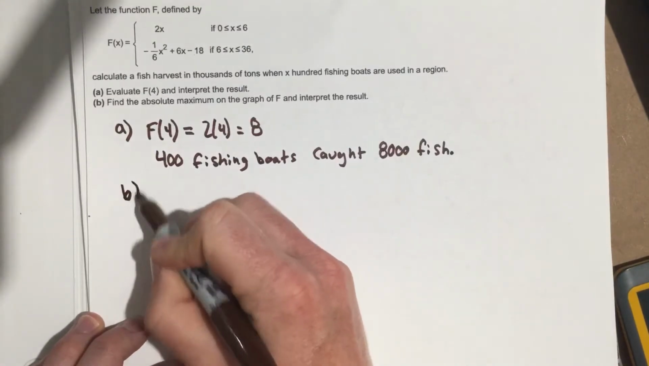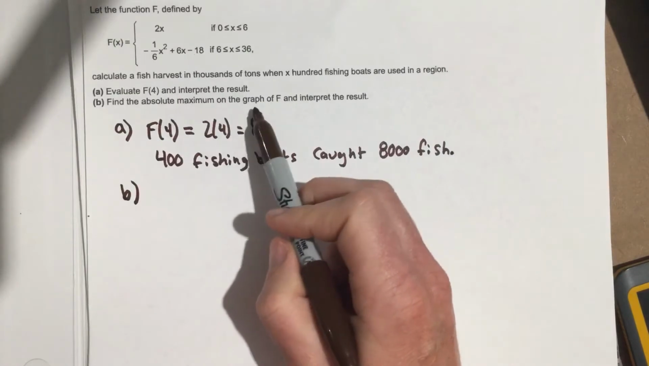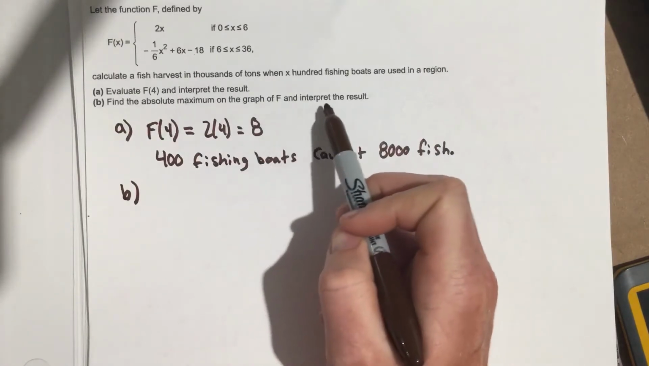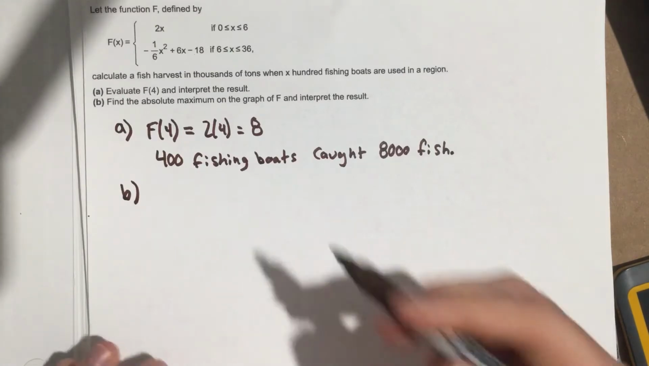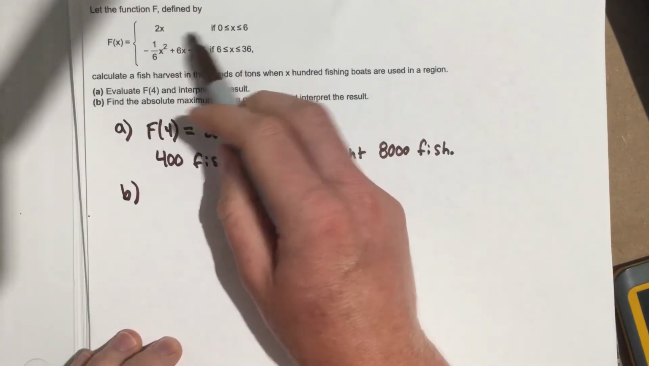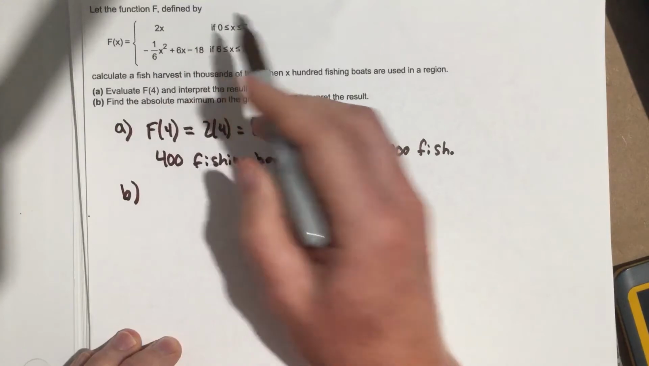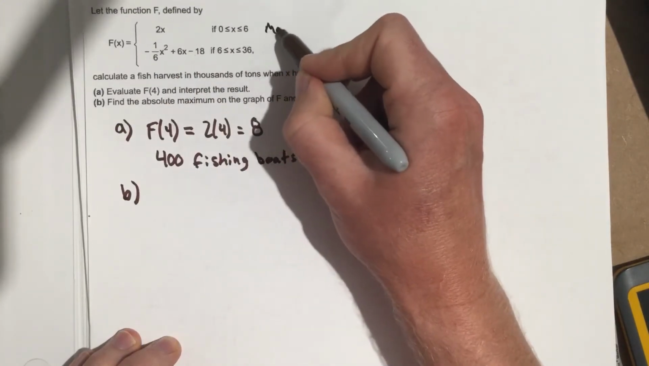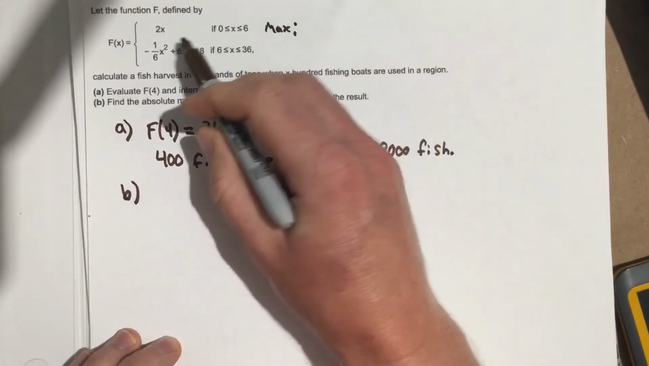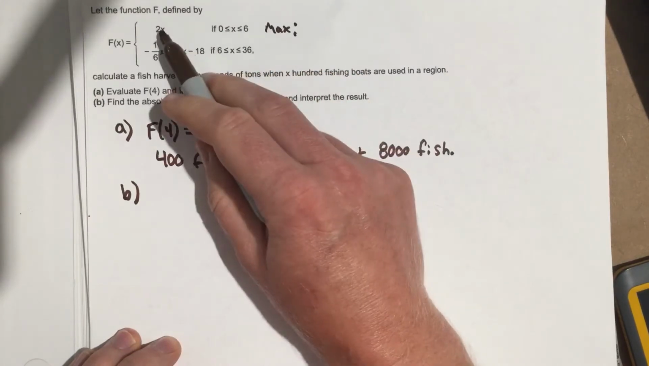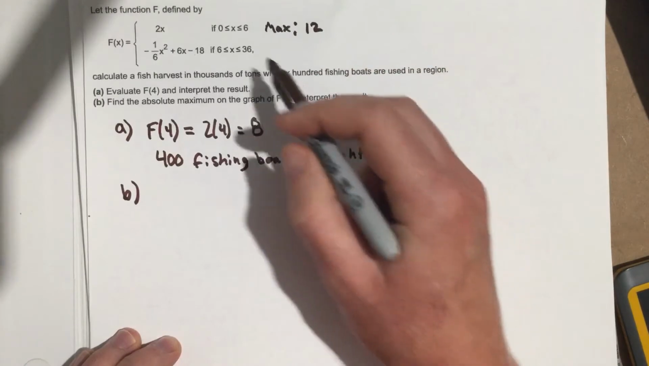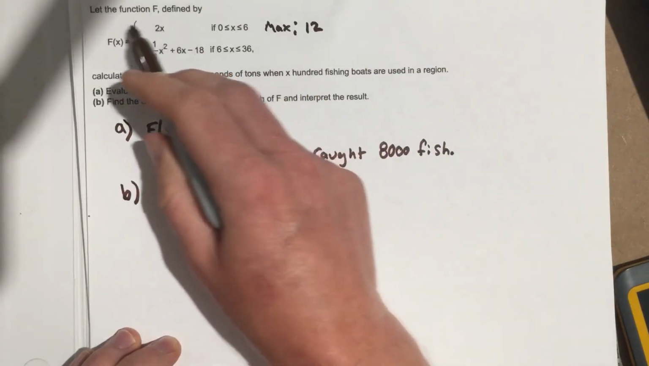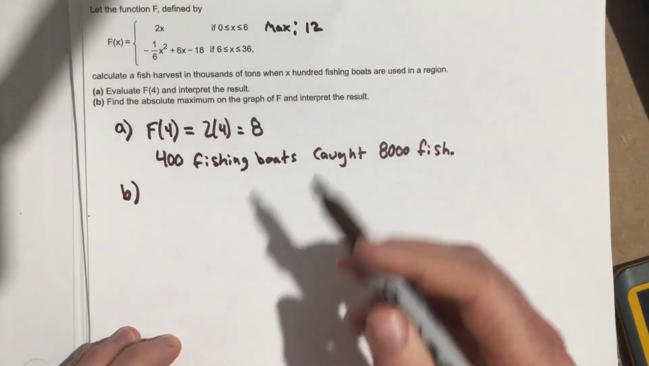Part B, find the absolute maximum on the graph of f and interpret the result. So I can calculate for the first part what the max for the first part would be. So the max for this top part is 12, right? Because we plug in 6 times 2 is 12. That's the largest number you can get from 0 to 6. But what about this part? Because we're talking the totality of this piecewise function, what's the max?